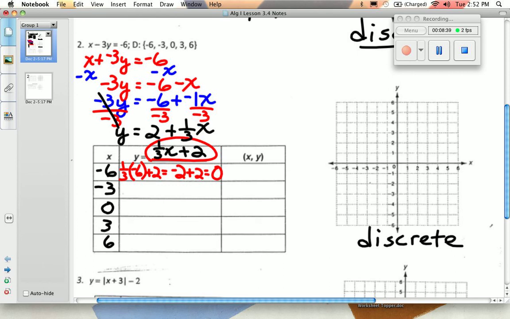So we substitute into the function rule, do the multiplication first. 1/3 of negative 6 is negative 2. Add the 2 to it and get 0. So we have ordered pair, negative 6, 0. Okay, go ahead and complete the rest of the table.